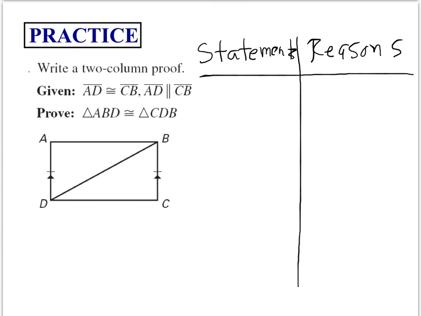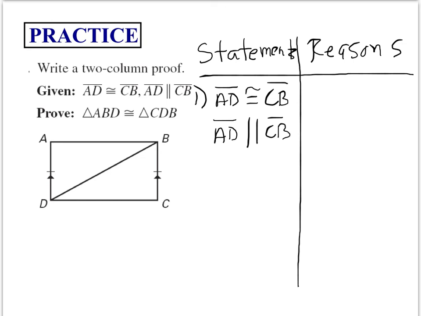Okay, so this is very similar to the proof we did earlier in class, except that now we got to put it in statements and reasons. So, first statement. Let's state our givens. So we know AD needs to be congruent to CB. And we also know that AD is parallel to CB. Reason for this is given.